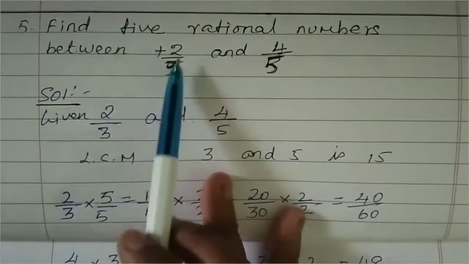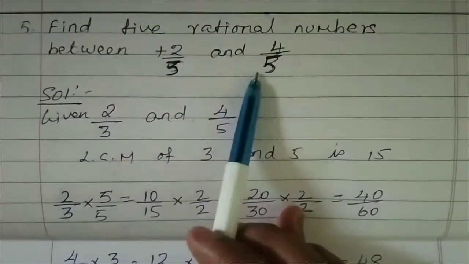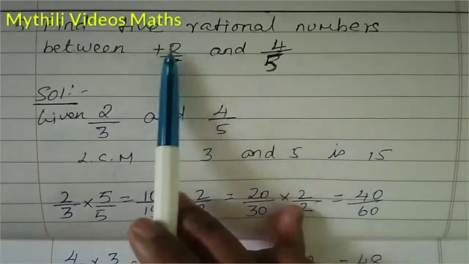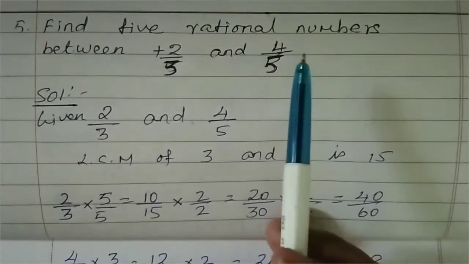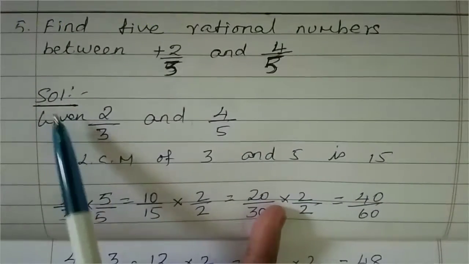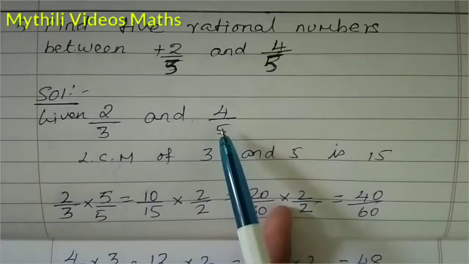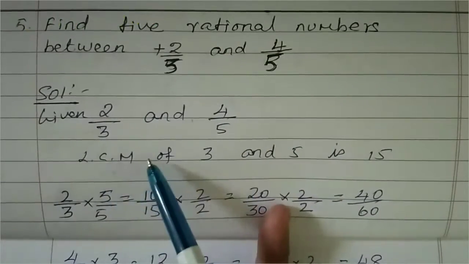So in between 2 by 3 and 4 by 5, these two are the rational numbers. In between we have to take 5 rational numbers. Okay, that same method only. Just write the solution, given 2 by 3 and 4 by 5, these two rational numbers. Now we have to take the LCM for this.